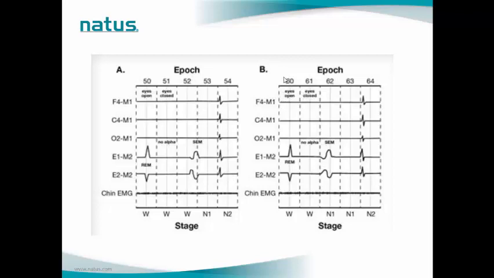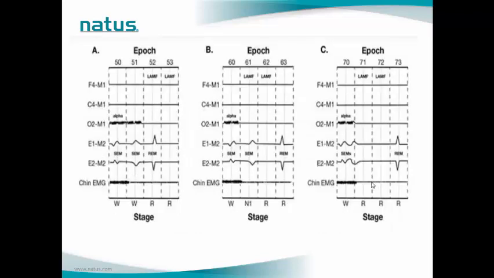In B, in epoch number 60, eyes open and we have rapid eye movement, so it's definite wakefulness. 61, eyes closed, no alpha, no SEM finding, so this is wakefulness. 62, we have SEM finding in the first half of the epoch, so this is an indication that this is N1. 63 is continuation of N1, as there are no sleep signatures for N2 in the first half. 64, we got K complex in the first half of the epoch, which is an indication to score N2 sleep.